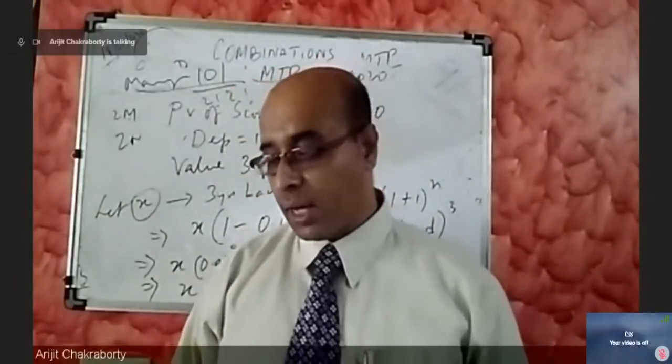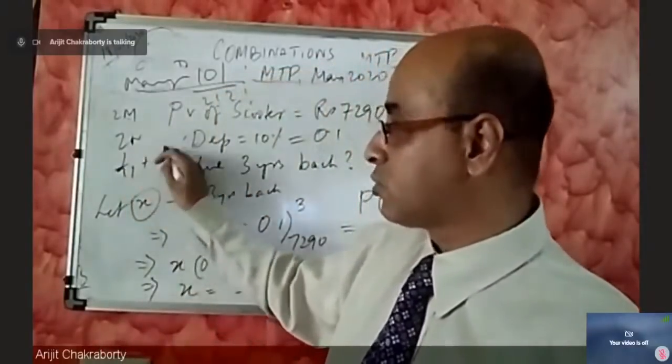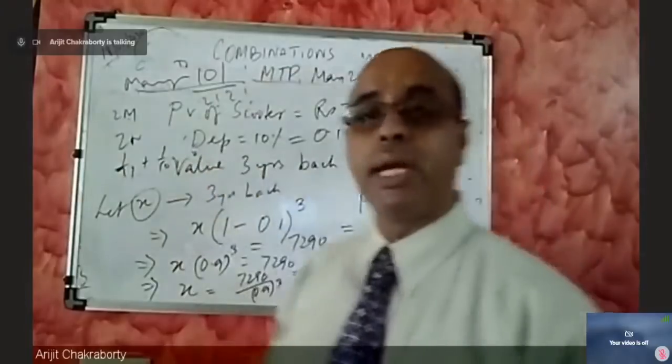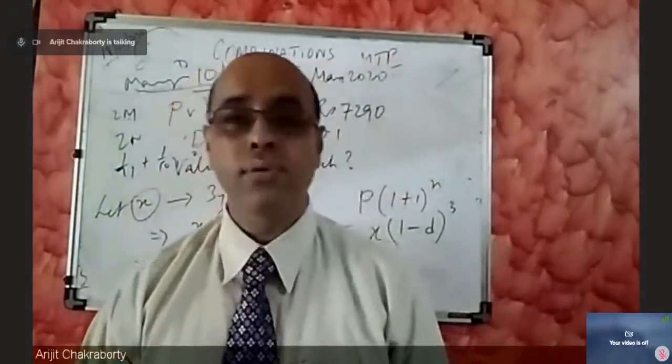And Muskan from Patna, you had a question that 1 by 9 factorial plus 1 by 10 factorial equal to x by 11 factorial, which I did and I solved it in the beginning. So friends, that's it for the time being.